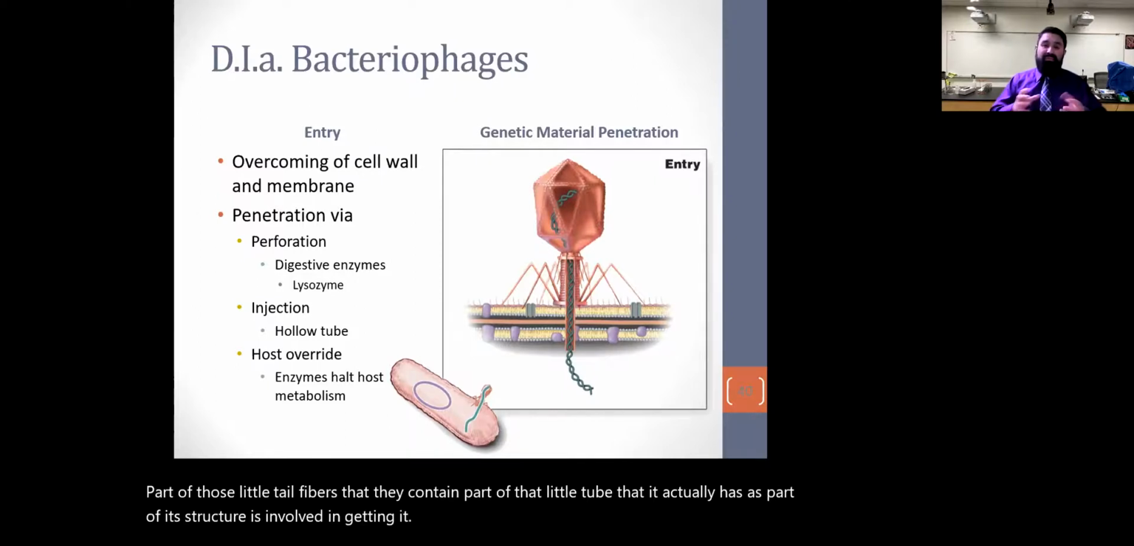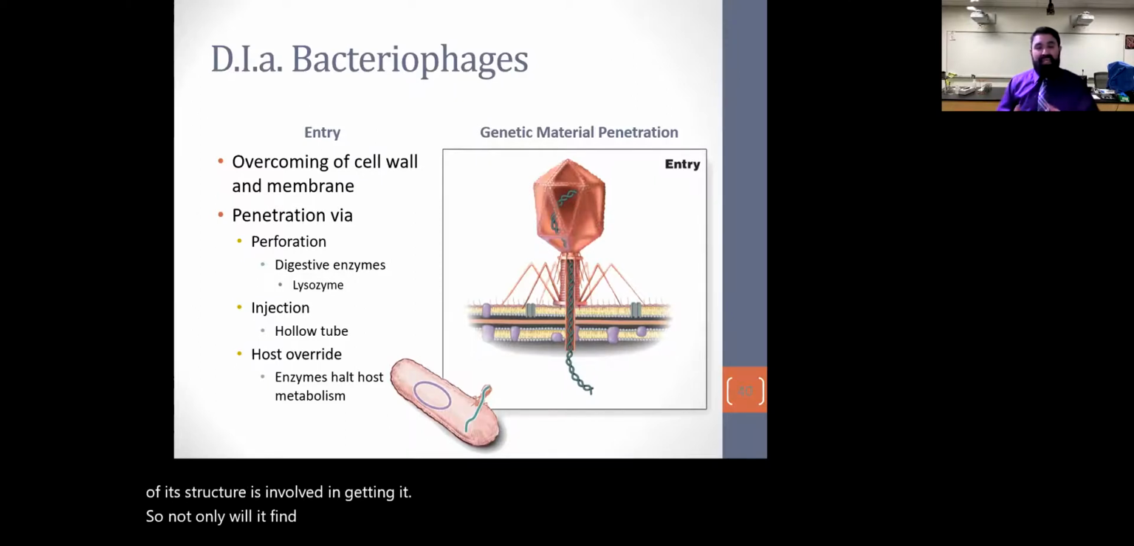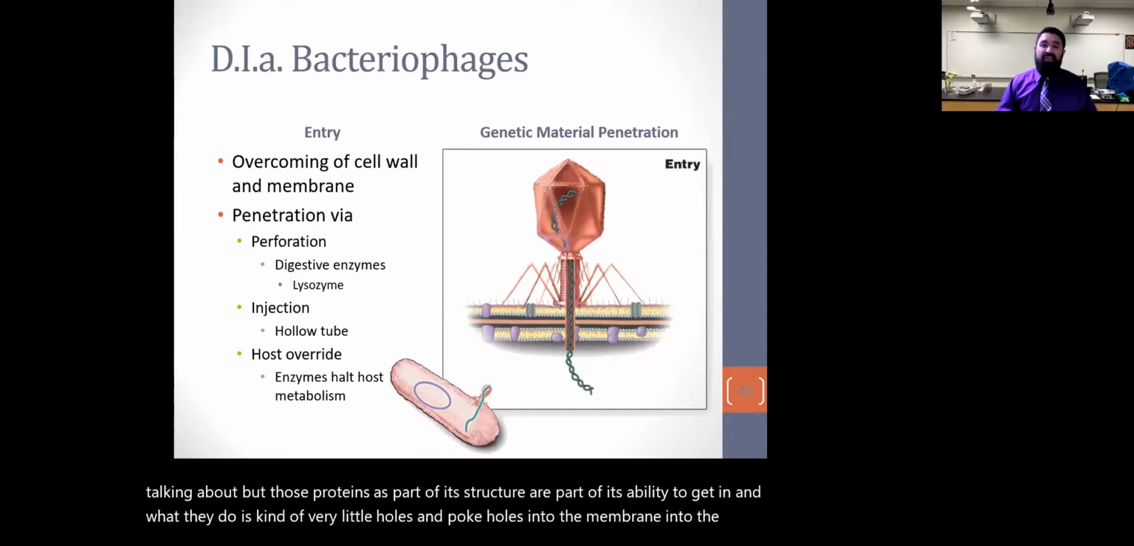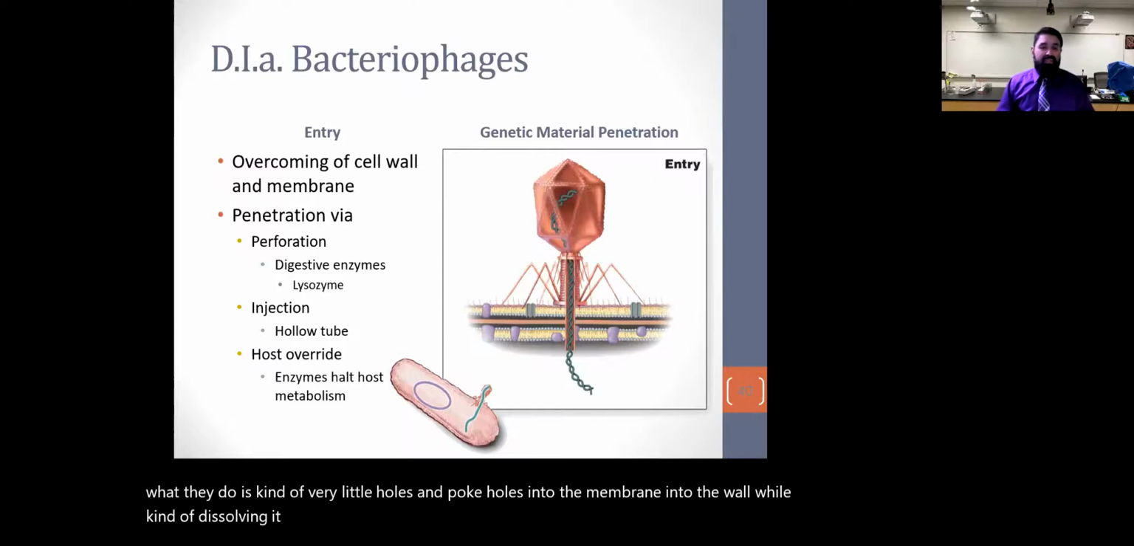So not only will it find a point of attachment by doing that whole handshake thing that we're talking about, but those proteins as part of its structure are part of its ability to get in. And what they do is poke holes into the membrane and into the wall while dissolving it and destroying it. In particular, there's an enzyme called lysozyme that is designed to eat it apart.